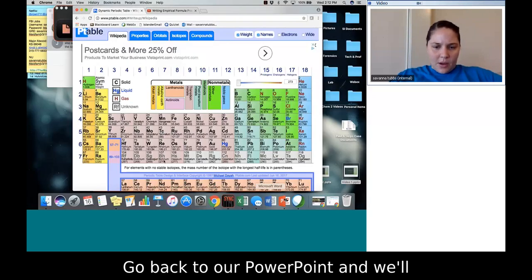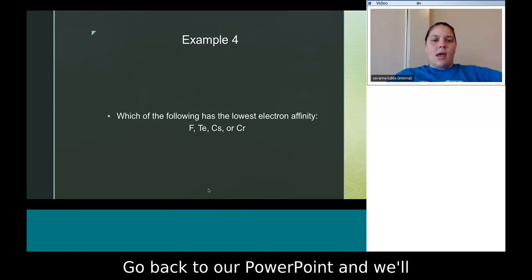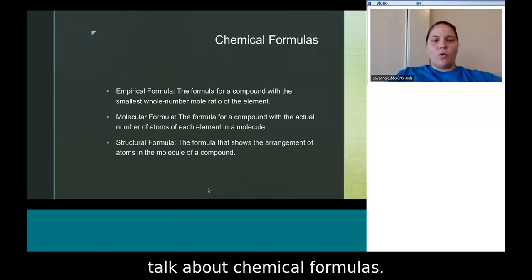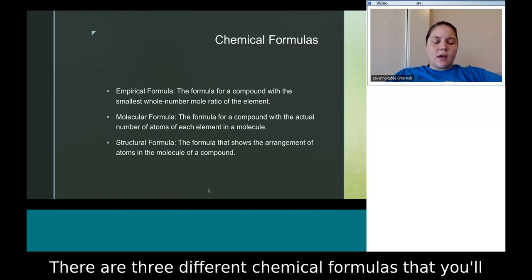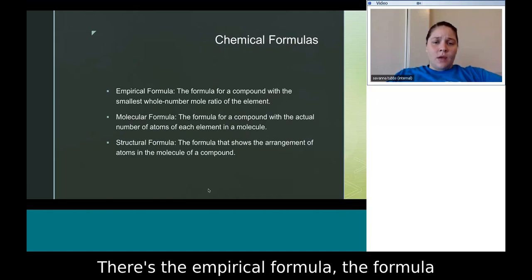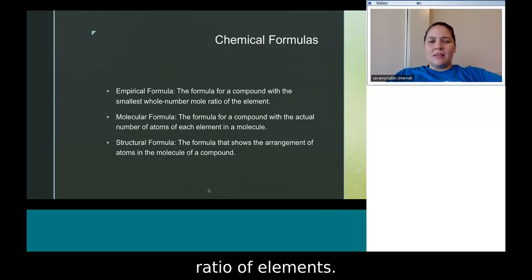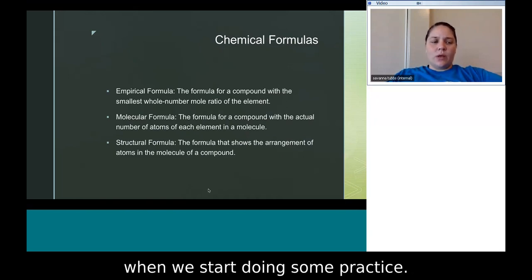Go back to our PowerPoint and talk about chemical formulas. There are three different chemical formulas that you'll have to get used to writing out. There's the empirical formula, the formula for a compound with the smallest whole number mole ratio of elements. This will make a little bit more sense when we start doing some practice.